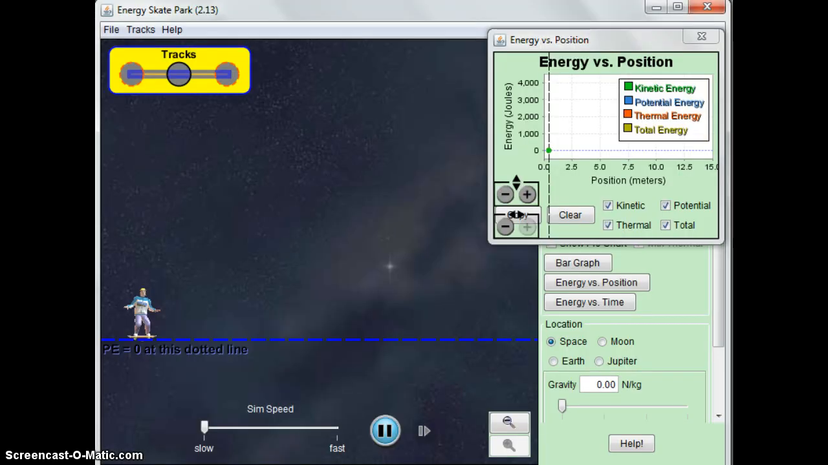To show you how work and energy are related, we are going to use the energy skate park simulation from PhET, and we're going to take the skater and move him up into outer space so that there will be no influences of any forces on the skater until we apply a force in the form of thrust, which basically means we're going to put a jetpack on the skater. And when we put that jetpack on the skater, we're going to see how that force affects his motion.